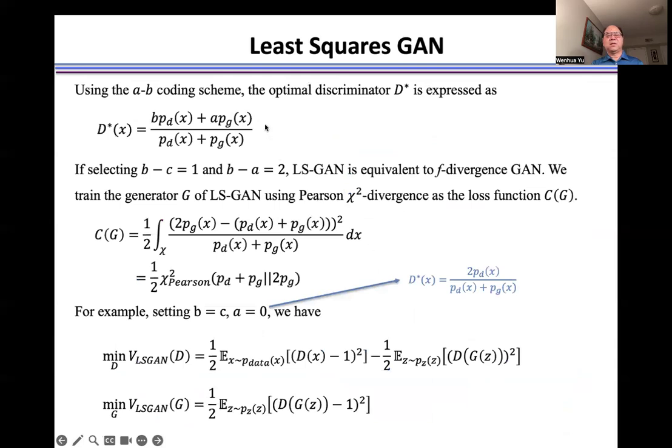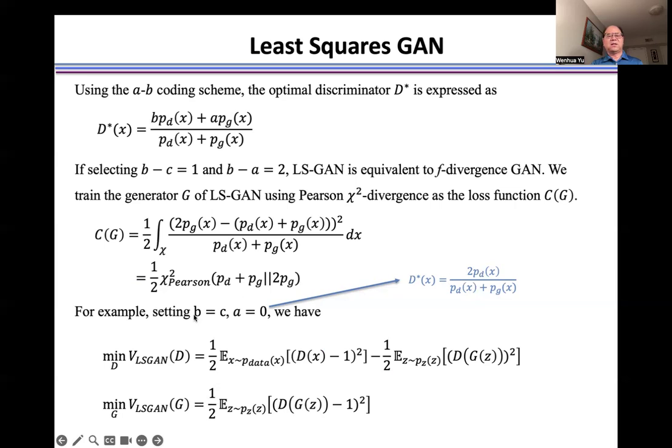Using the AB coding scheme, the optimal discriminator D prime is expressed in this formulation. If selecting B minus C is 1 and B minus A is 2, LSGAN is equivalent to the f-divergence GAN. We train the generator G of LSGAN using Pearson chi-square divergence as a loss function C, which can be expressed as the Pearson chi-square divergence here.